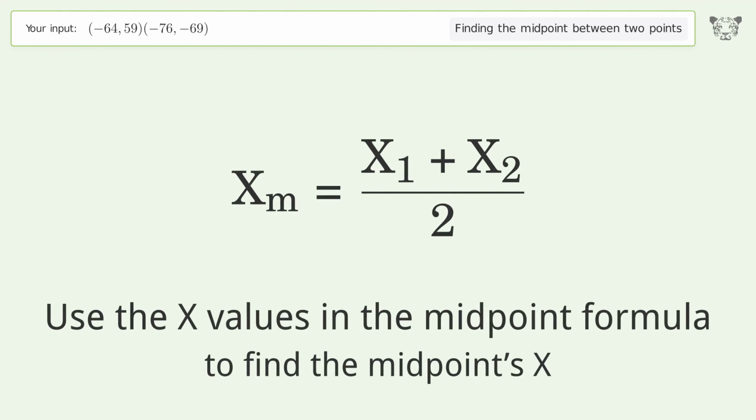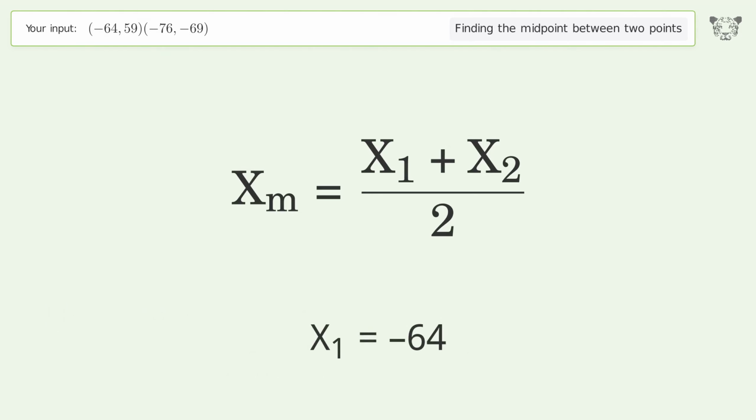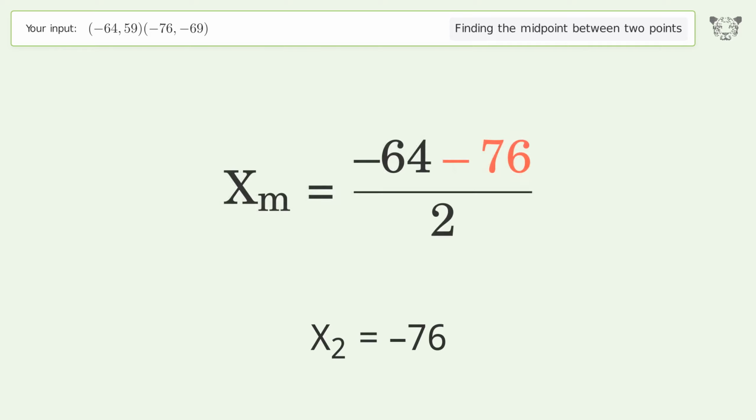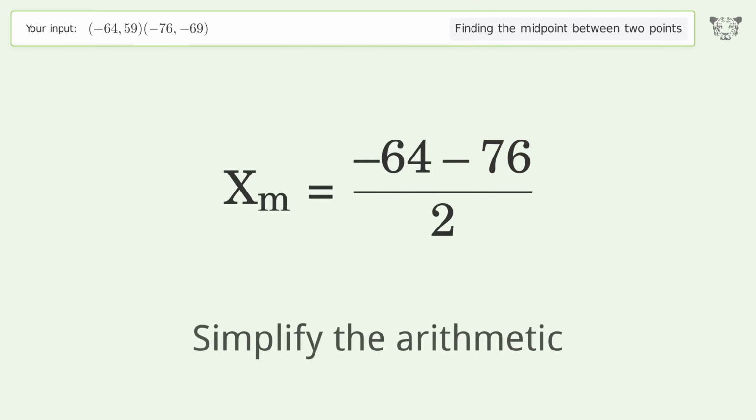Use the x values in the midpoint formula to find the midpoint's x. x1 equals negative 64. x2 equals negative 76. Simplify the arithmetic.